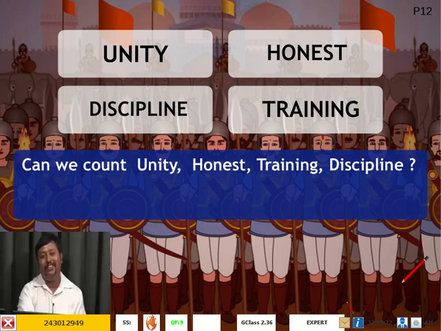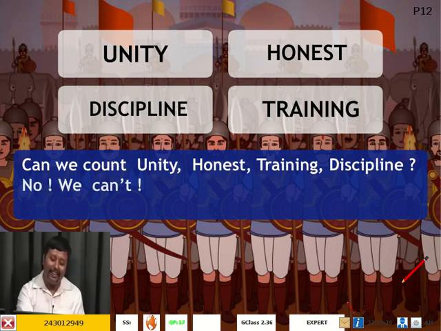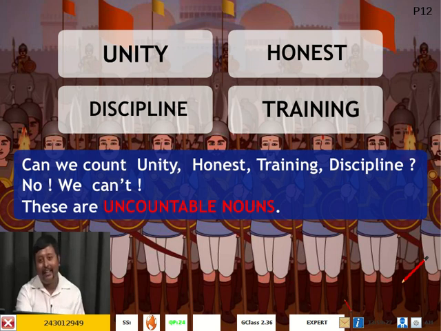Now, this is the interesting question. Can we count that? Can we say five unity, discipline, training, something like this? We cannot count. Okay, so these things which we cannot count are called uncountable nouns. Nouns that we cannot count are called what? Uncountable nouns. Unity, honest, discipline, training are the type of things that cannot be counted. So we call them what? We call them uncountable nouns.